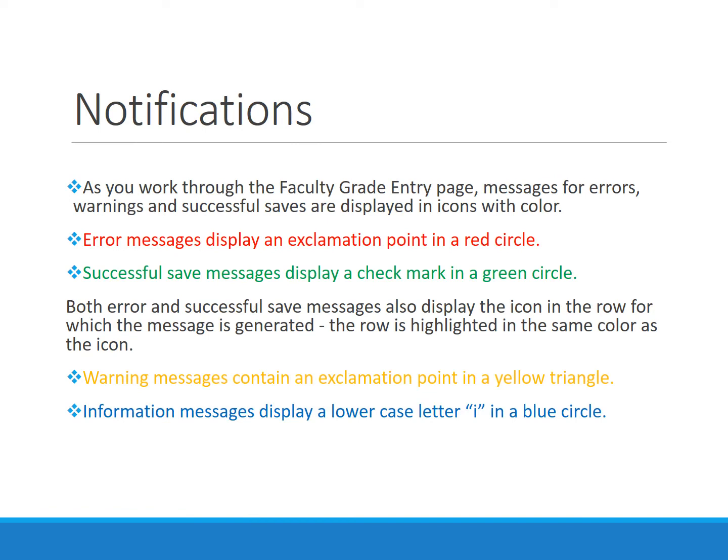Messages for errors, warnings, and successful saves are displayed using icons in color. A red circle with an exclamation mark indicates an error. Successful save messages will be indicated by a green circle with a check mark. Error and successful save messages will display the icon in the row for which the message is generated. The row is also highlighted in the same color as the icon.